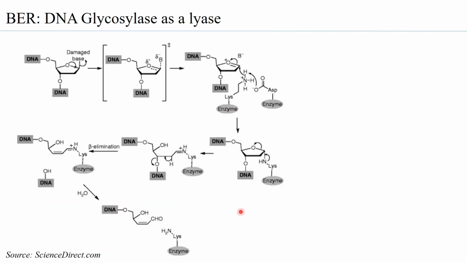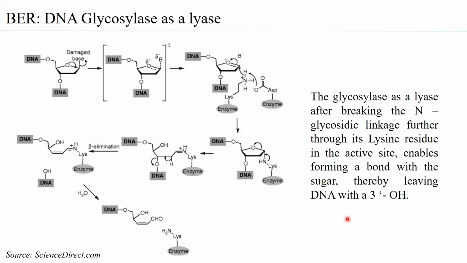Now, it is not necessary, however, that all the systems have the DNA glycosylase acting as a lyase, but it has been observed to do so. So the understanding, I'm repeating what is said, is that it enables forming a bond with the sugar. That is, the enzyme forms the bond with the sugar, leaving a DNA with a 3' OH. This is what is the case.